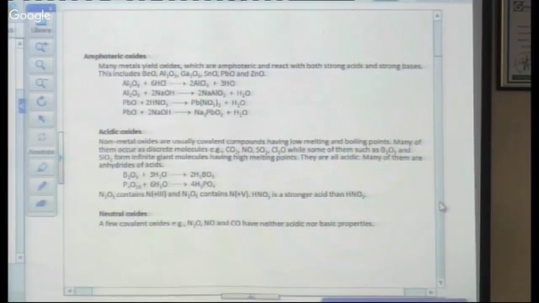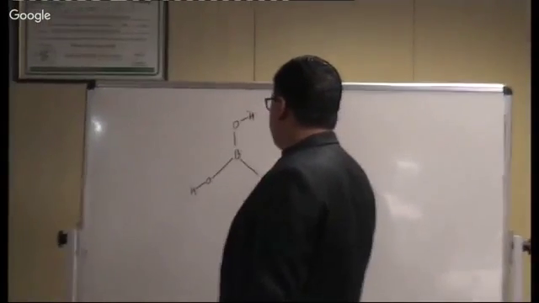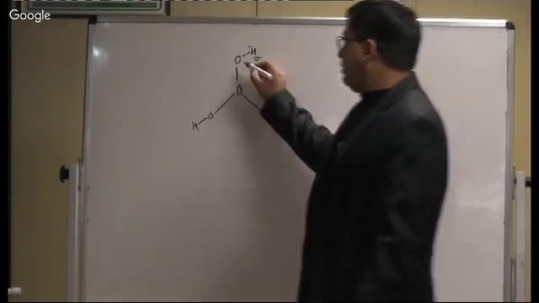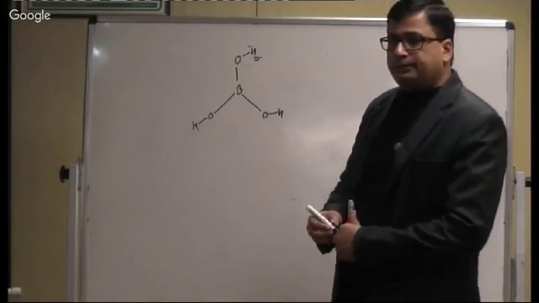If H3BO3 is acidic, then all the hydroxide of boron family must be acidic. It will give H+. The structure B(OH) like this. B, OH, OH, OH. Can this H+ ever come out? If it comes out, this O- is highly unstable.